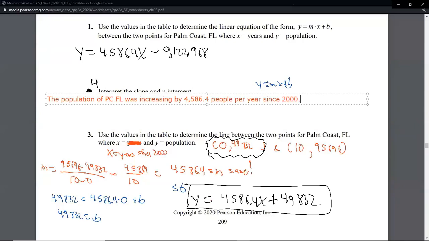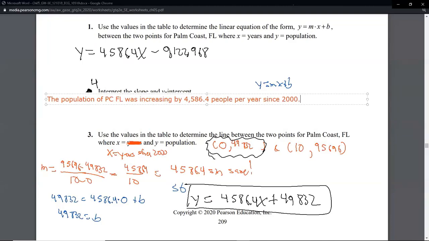And it makes more sense to say it that way. We don't want to say per year because then you might say, all right, so in 1500, we were increasing by 4,586 people a year. In the year 17, which was a long time ago, the population was increasing. It wouldn't make sense then. But if you're talking about 2001, 2002, 2009, 2030, this will be a lot closer to the actual value.